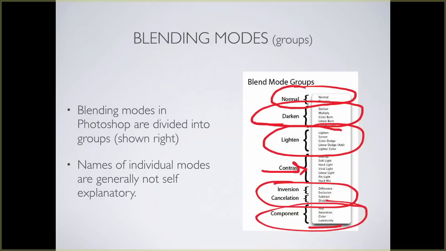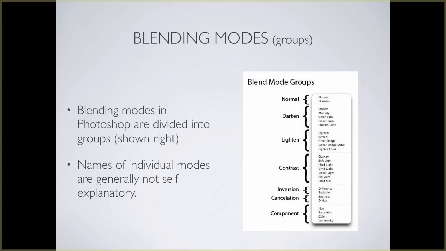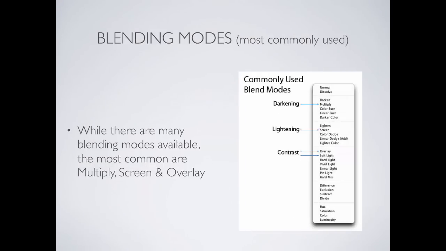The hard part about blending modes is the names don't really mean a lot. If we look at the lighten section right there, lighten is going to lighten the image. Screen, color dodge, linear dodge, those don't mean much until you actually perform them and then you start to see what happens. They're just a designator for how mathematically Photoshop applies a given blending mode or a given layer. There's a bunch of blending modes. We're going to use multiply, screen, overlay. Later on in the semester, we'll use soft light. And today I said we'll use luminosity a little bit.